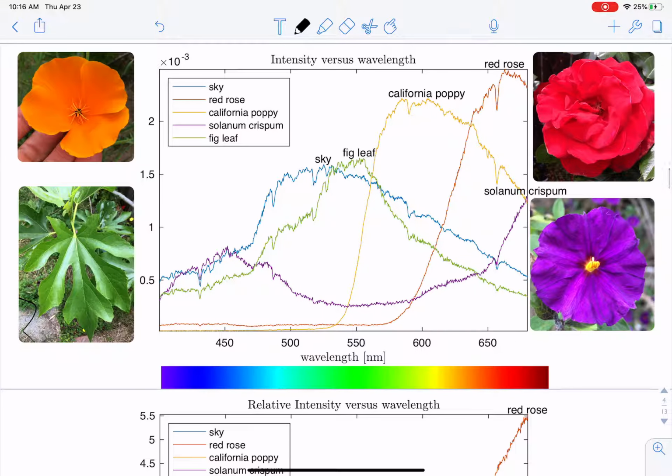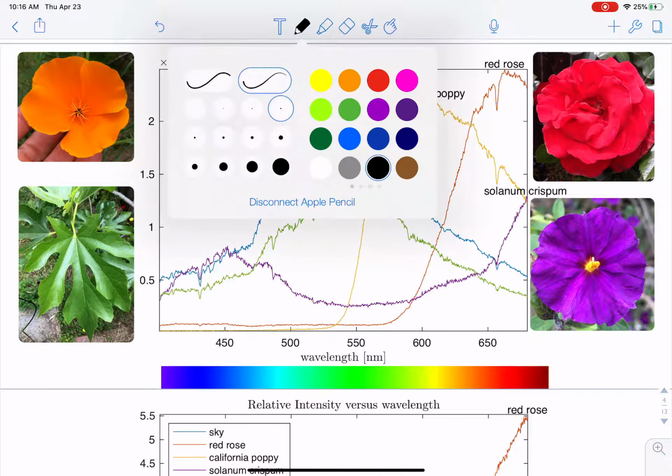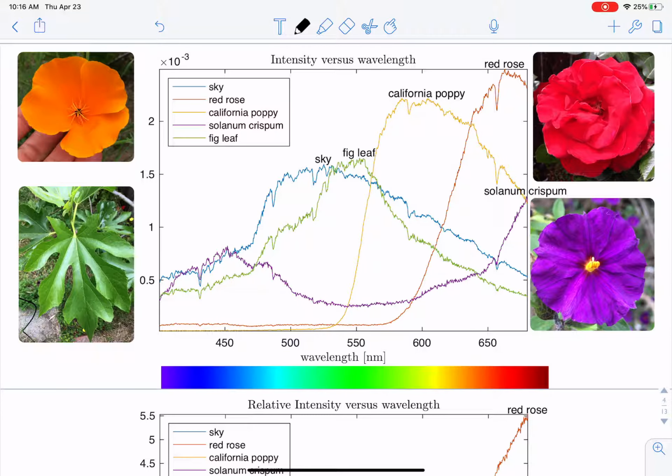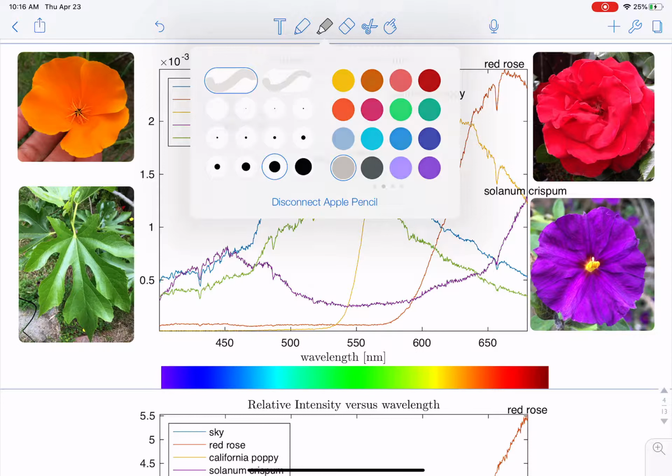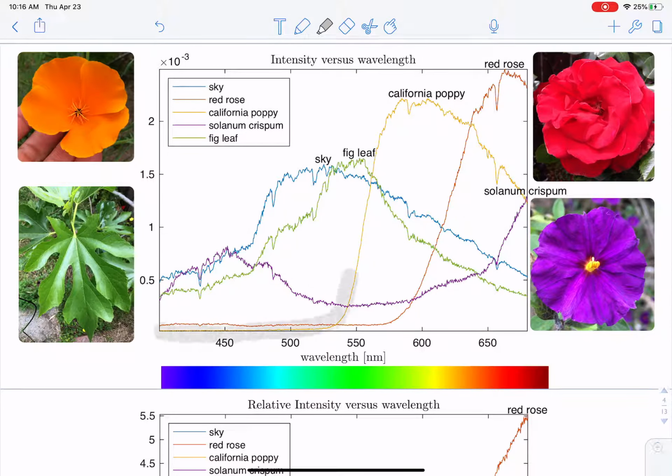Now, it's possible to measure how much of each wavelength of light is being emitted by something. So I went out into the garden with a sensor that the physics department has and looked at some different objects. This line here gives us how much of each different color. See down at the bottom here, there's all the different colors of light, from 400 up to about 700 nanometers in wavelength.